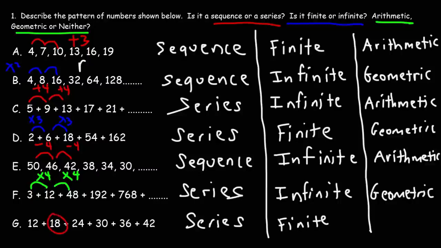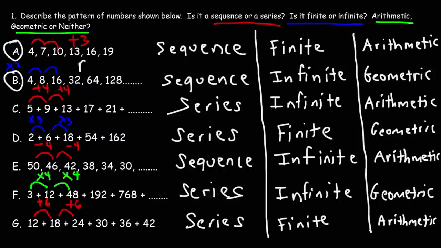For G, if we subtract 18 by 12, we get a common difference of positive 6. 24 minus 18 gives us the same common difference of 6. So this is going to be arithmetic. So now let's put it all together. Let's summarize the answers. So for part A, what we have is a finite arithmetic sequence.